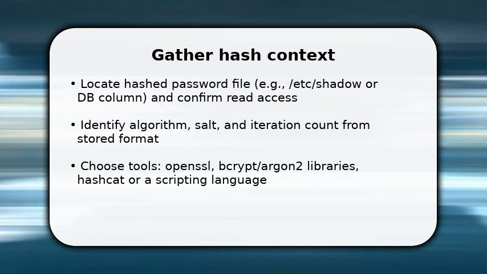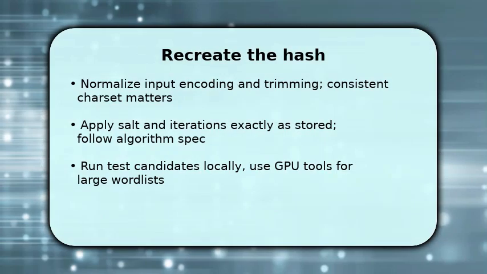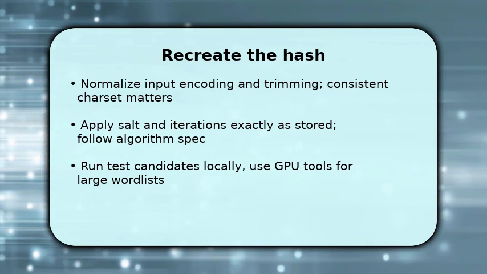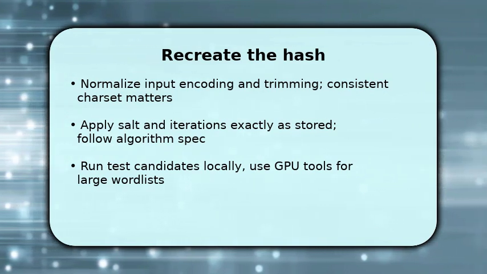You now recreate the hash from candidate passwords so you can compare deterministically. First, normalize the password bytes and any username or salt encoding. Mismatched encoding yields different digests.